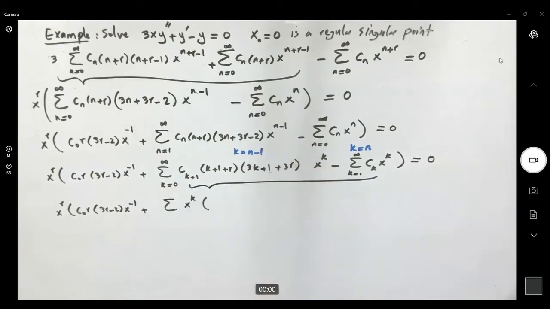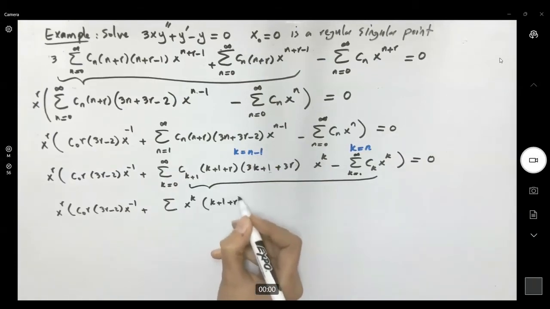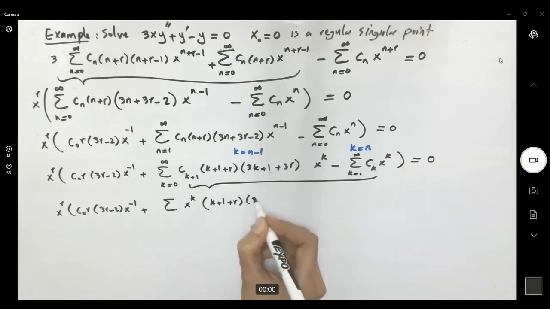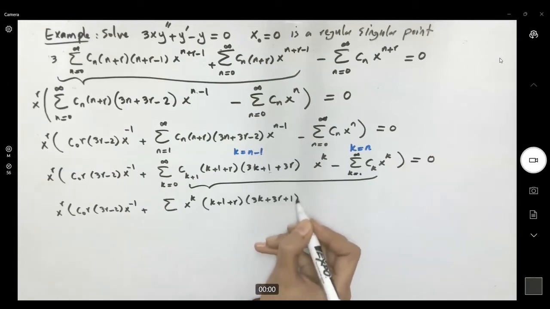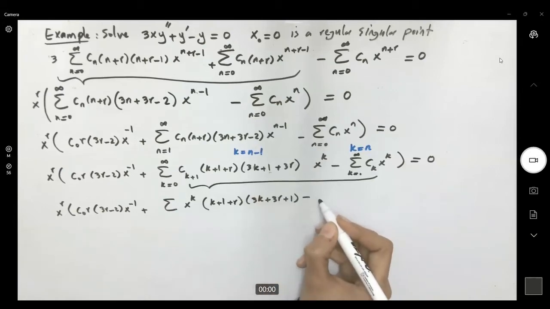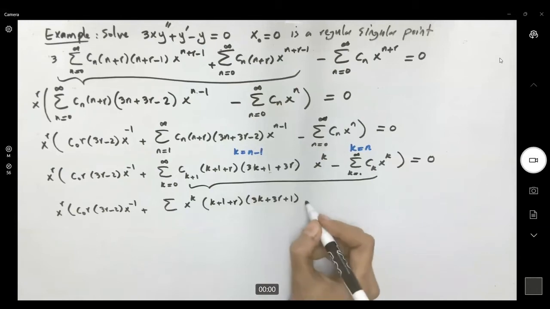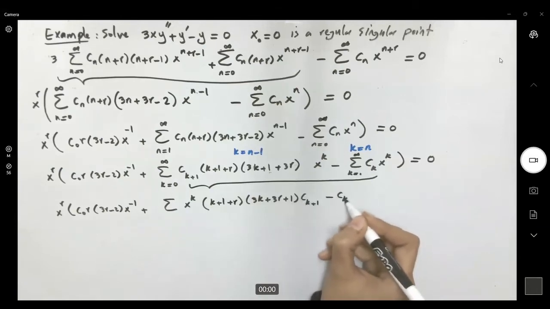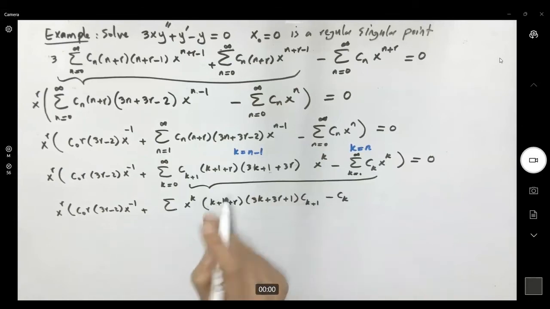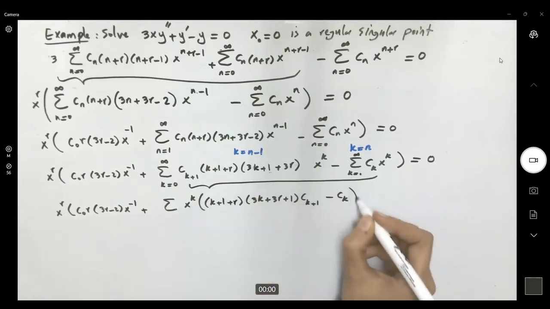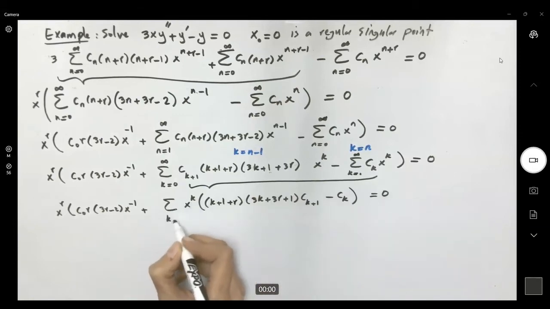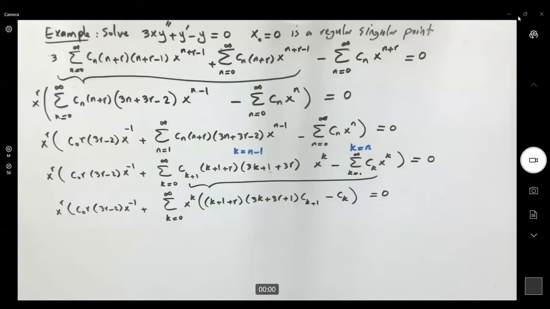And what do we have here? We get k plus 1 plus r, times 3k plus 3r plus 1, minus, and let me see, where is my c sub k? Okay, c sub k plus 1, minus c sub k, and this is another parenthesis here, equal to 0, k starts at 0, goes to infinity. So far, so good. I just combined these two. Very good.